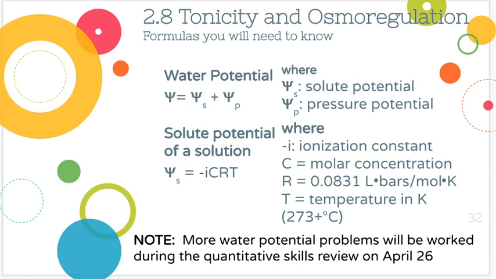And so C, your concentration, is the molar concentration of the solution. And R is a constant, which is 0.0831 liter bars per mole K. And then T is the temperature in Kelvin. And always remember, for temperature in Kelvin, you have to add 273 plus the degrees C. One of the things that students always forget is to add the Kelvin degrees. So please make sure that when you're calculating temperature for the solute potential equation, you add the 273, because that is something that students tend to forget.